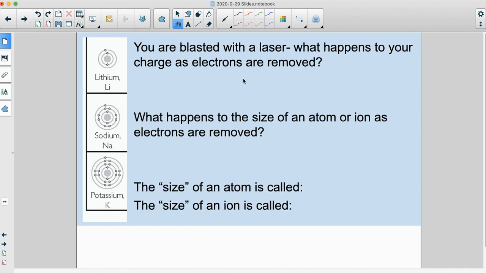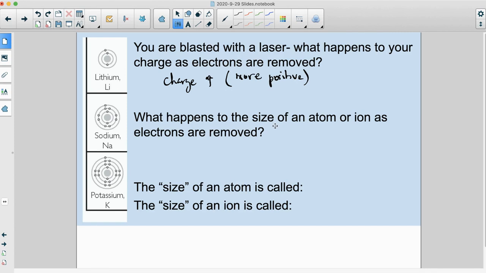All right, so we blast away with the laser. What happens to the charge? Well, the charge goes up, more positive. We remove our negative electrons, we become more positive. Just like if you lose your negative thoughts, you become more positive.